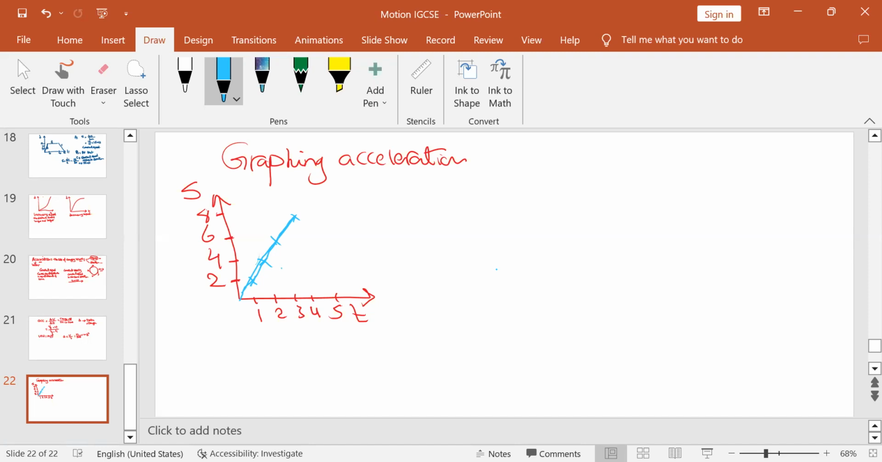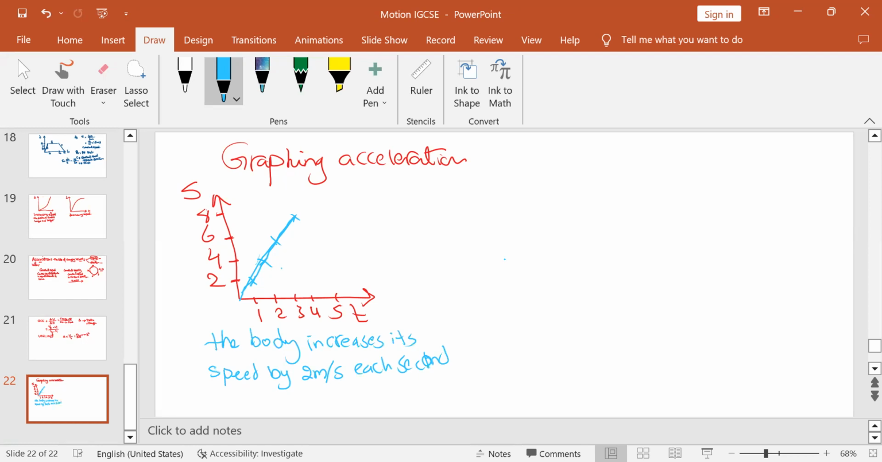Hey, Hannah, what does this graph represent? Acceleration. Acceleration, bravo Ali. So here we can say the body increases its speed, right? Yeah. Increases its speed by 2 meters per second each second, right? Yeah. Your body increases its speed by 2 meters per second each second.